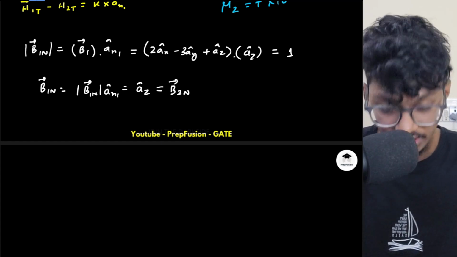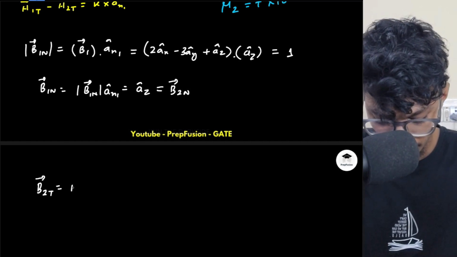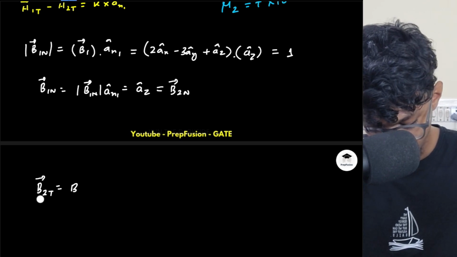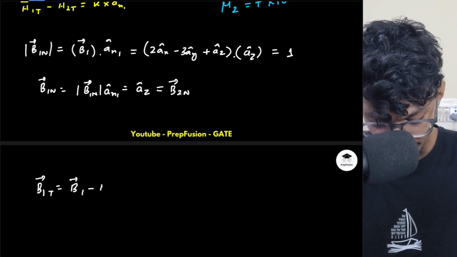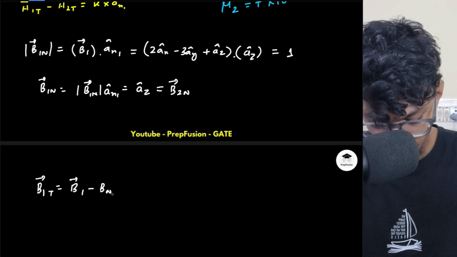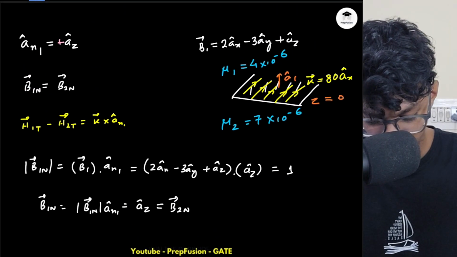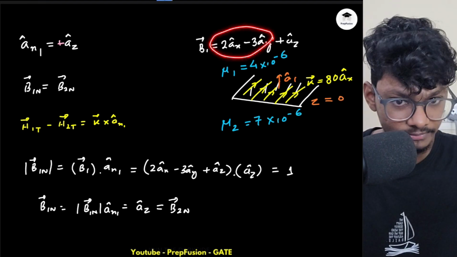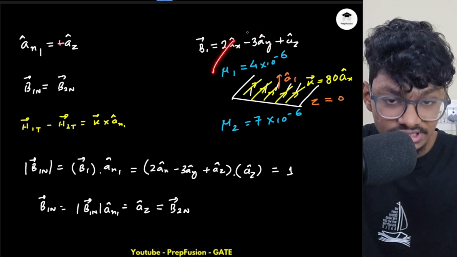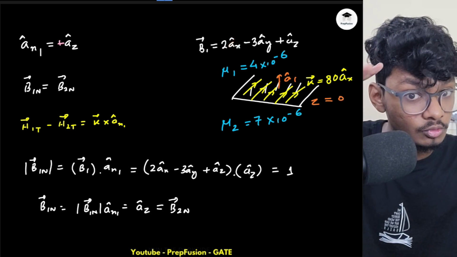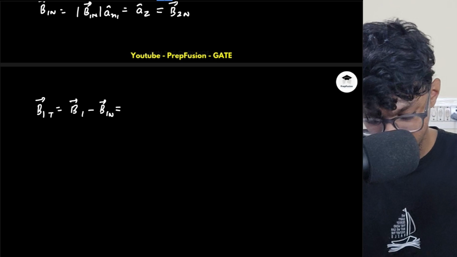Now I have to find the tangential component. First of all, B1t. B1t will be simply B1 minus the normal component. If I subtract the normal component, I get back my tangential component. From here, I can directly observe that the tangential components will be these two. Can you observe this? There are two tangential components, one along x and one along y. That's how this analogy came up.